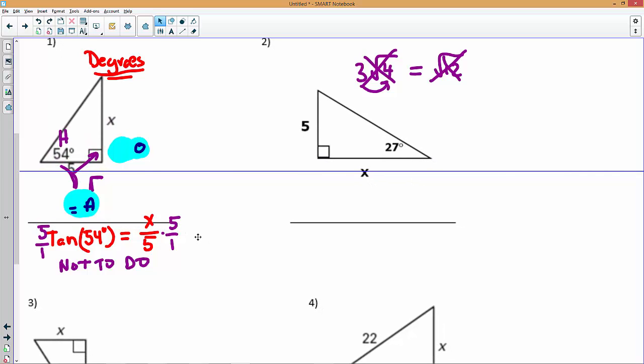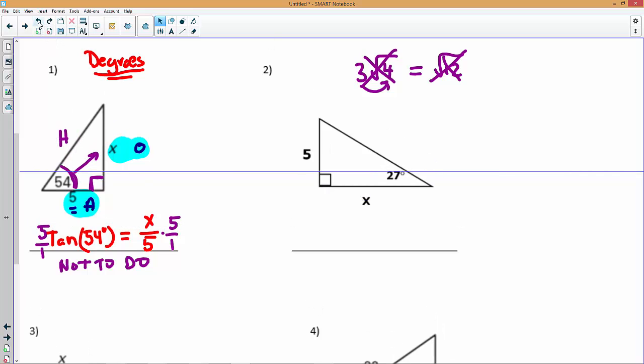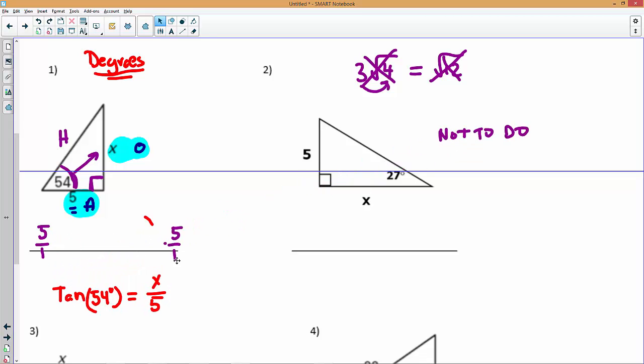Whoops. Sorry about that. Let's see if I can move this down here. Okay, and we did the not to do's fine, so we don't have to do that. So I'm going to move everything down here.